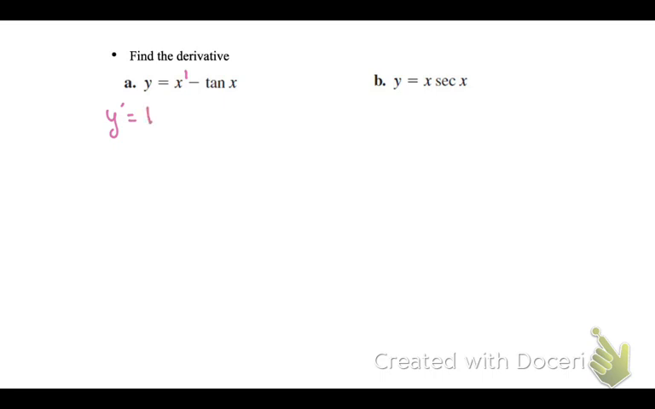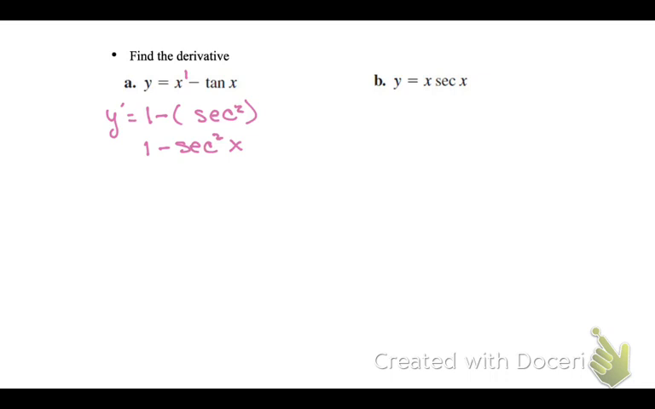1 times x to the 0 is 1. Okay. Minus, and what is the derivative of tangent? Isn't it negative secant squared? Or is it just secant squared? Secant squared, not negative? Yep, see, cotangent's a negative. See, I told you. So I just have 1 minus secant squared of x.